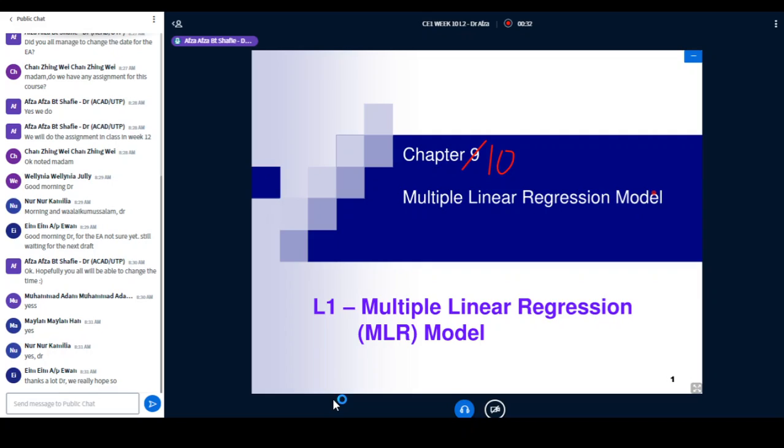The multiple linear regression model, or the MLR, is quite similar to the simple regression model, except that there are some extra things for the MLR. The technique is still the same. We are still going to use the least square method, just like the simple. And the MLR is actually an extension of the simple linear regression.